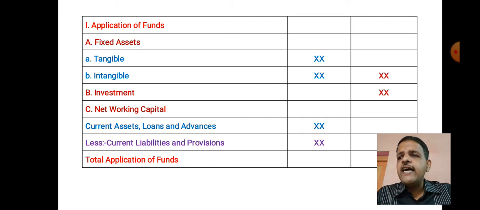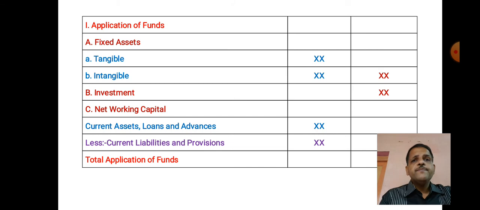Now when we say current asset, what is current asset? Current asset is nothing but what is expected to be realized within the operating cycle period. It is called current asset. What is current liability? The liabilities which we are going to pay off within the operating cycle period. That is current liability. It is usually for 1 year or for one accounting period.